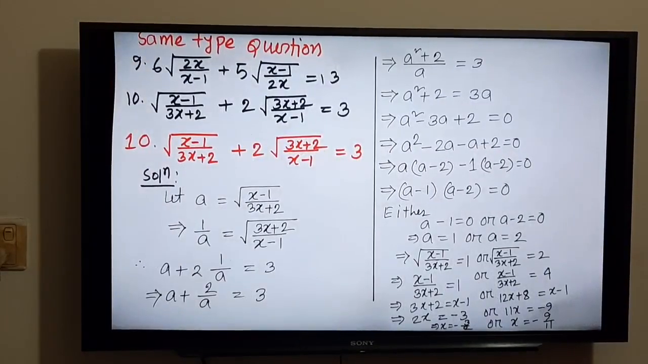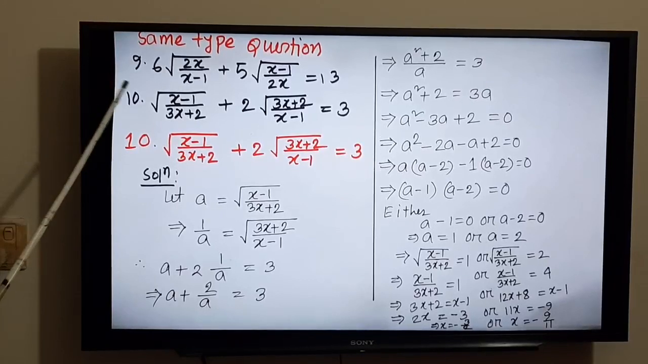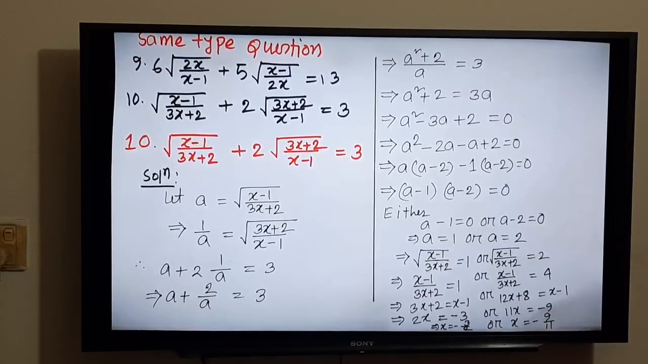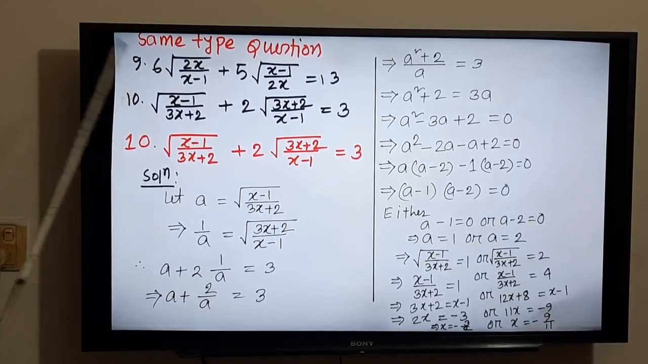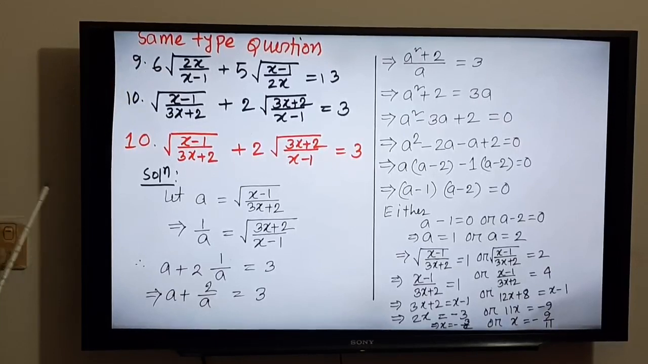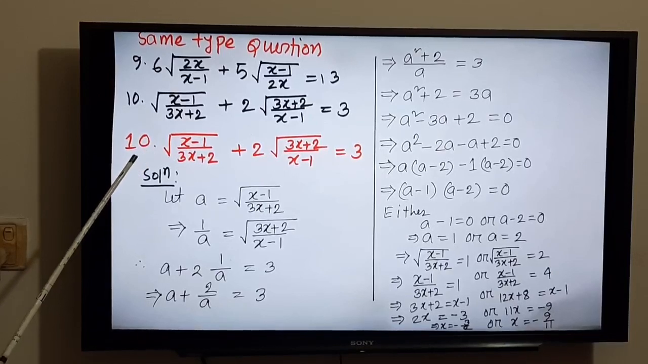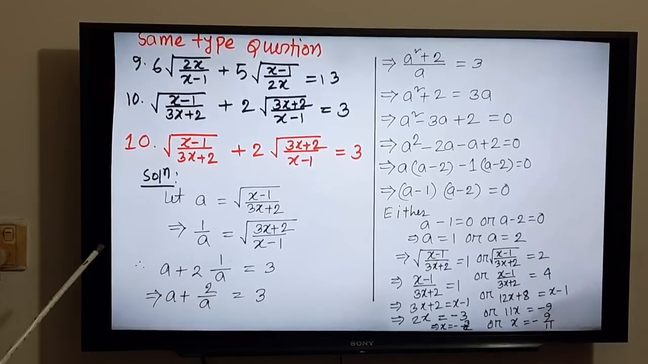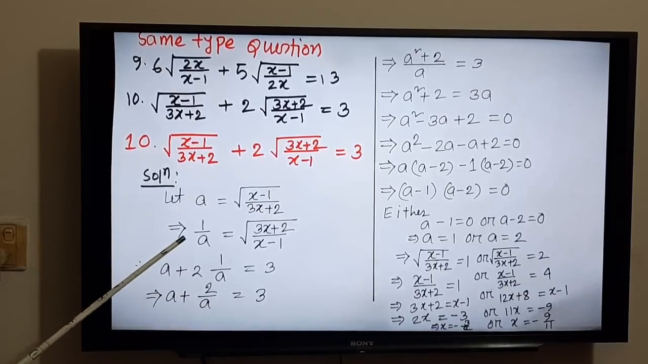Now we want to discuss question number 9 and 10. They are the same type of question, because the solution procedures of 9 and 10 are the same. If you understand question number 10, then you can do question number 9 at home. So now I want to discuss question number 10. Please listen to me attentively.